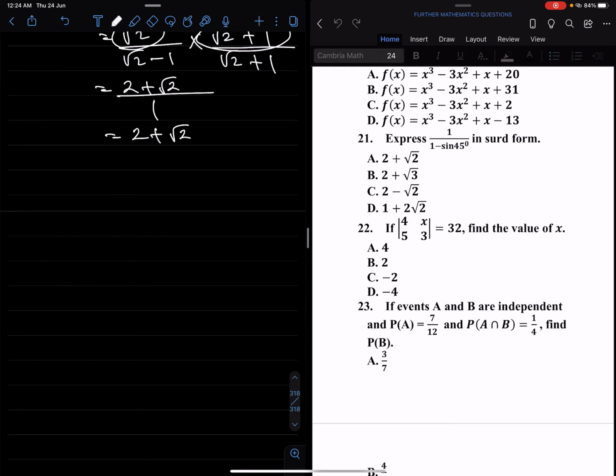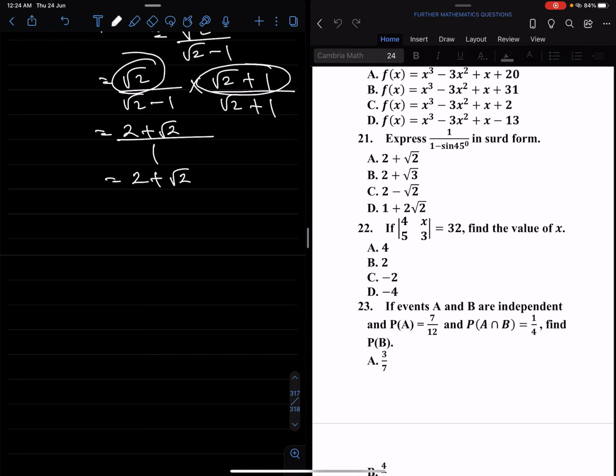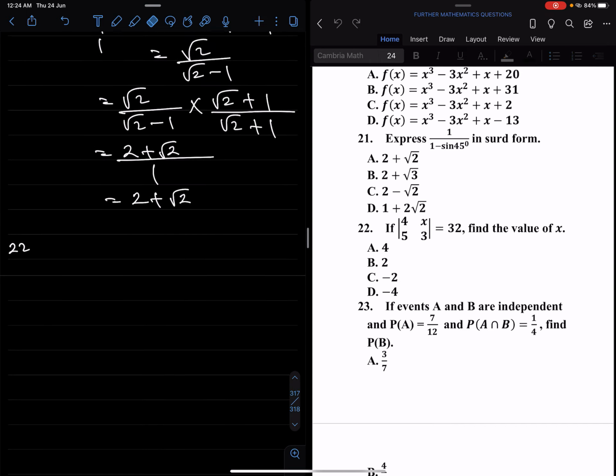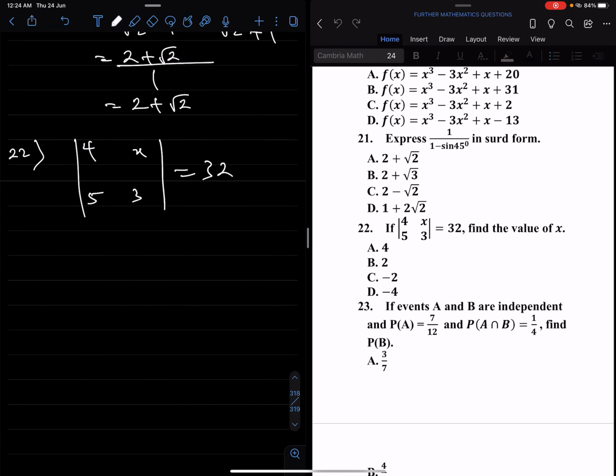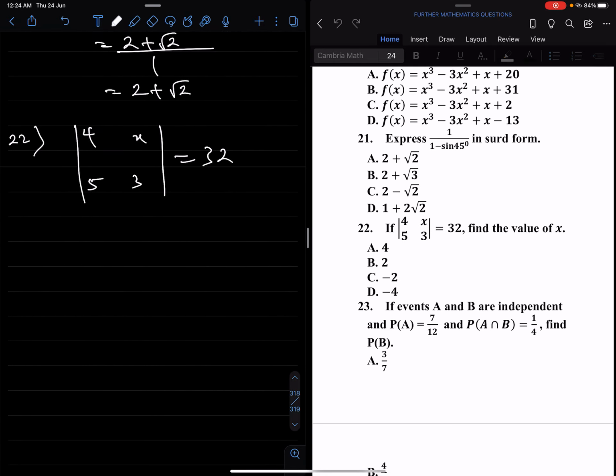And we go to the next, which is 22. If the determinant of 4, x, 5, 3 equals 32, find the value of x. What do we do? We multiply this by this and subtract this times this from it.